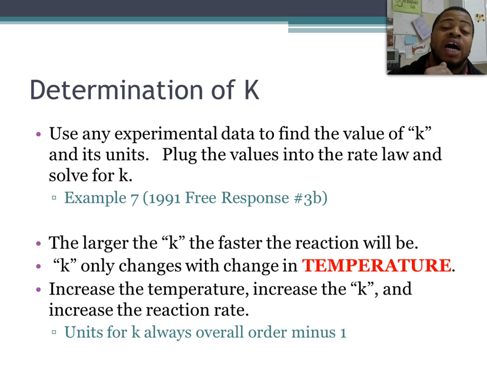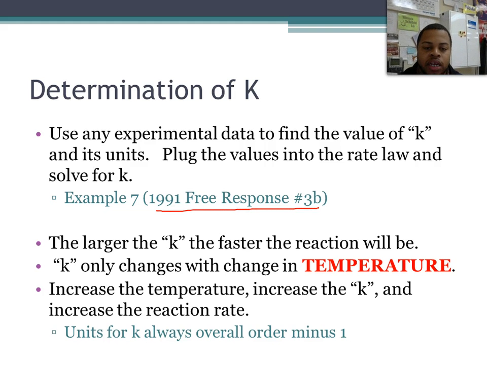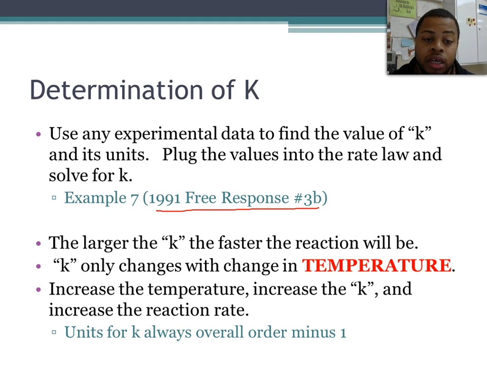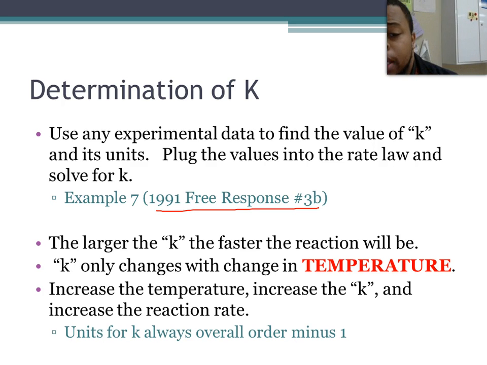We need to be able to find what k actually equals. Now, the way we're going to do this is we're going to plug in our experimental data that we're going to see in the other examples, and then we're going to solve for k, because k is the only thing we wouldn't know. Now, in class, we're going to look at 1991 free response 3B, and so you'll get a chance to see a little bit more how that works. But usually when you have a kinetics problem where you have to find a rate order, the next thing that they usually ask you to do is find k. Find k and find the units. So we're going to talk about that in a second.